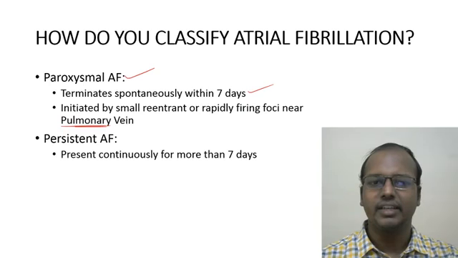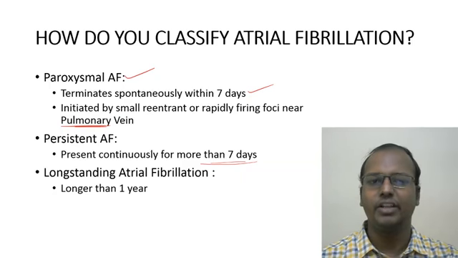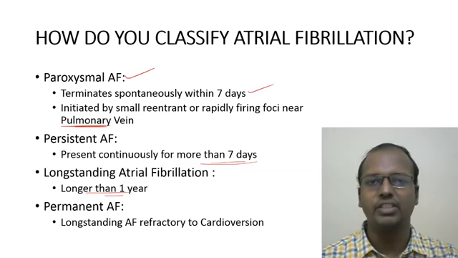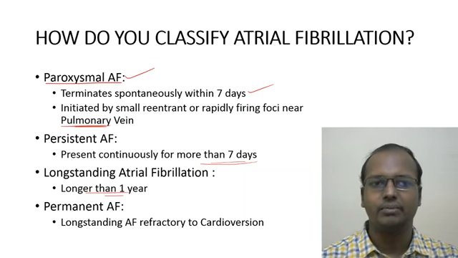Okay. And persistent AF means atrial fibrillation lasting more than 7 days. Long-standing atrial fibrillation is longer than 1 year, and permanent atrial fibrillation is long-standing AF refractory to cardioversion. So these are the 4 varieties of atrial fibrillation: paroxysmal AF, persistent AF, long-standing atrial fibrillation, and permanent atrial fibrillation.